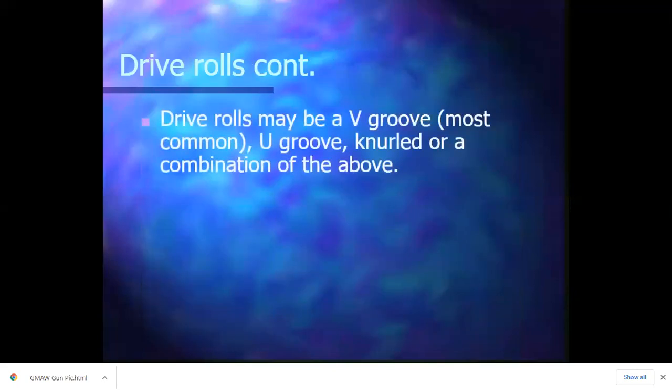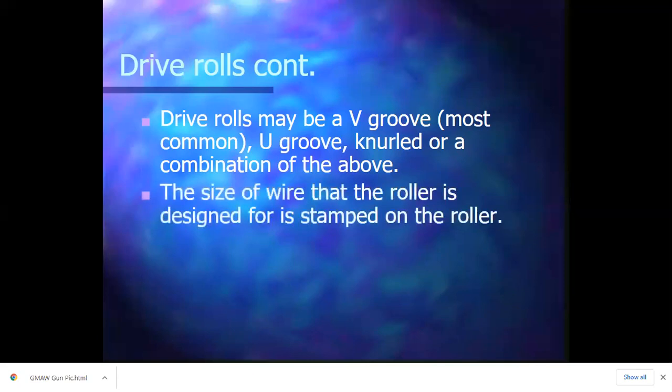So drive rolls, maybe a V groove. The V groove are going to be the most common. U groove, knurled, or a combination of the above. So basically that just is what type of groove is in those rollers and that the wire fits in. We got an animation coming up to kind of make it more clear to you. The size of the wire the roller is designed for is stamped on the roller.